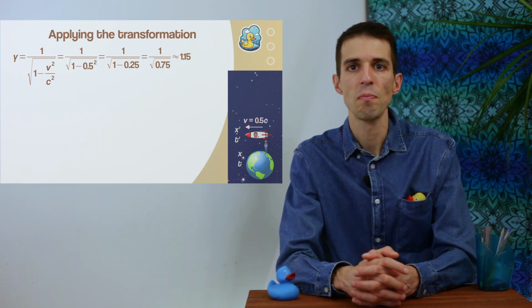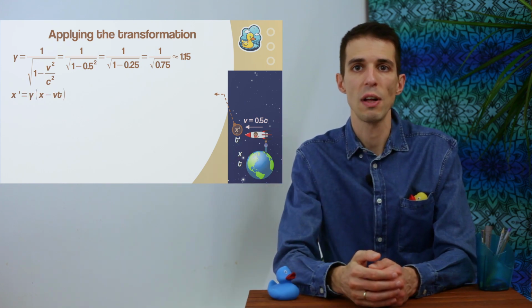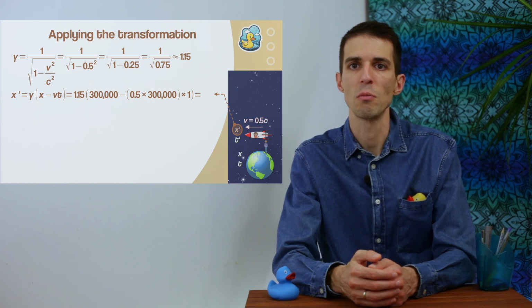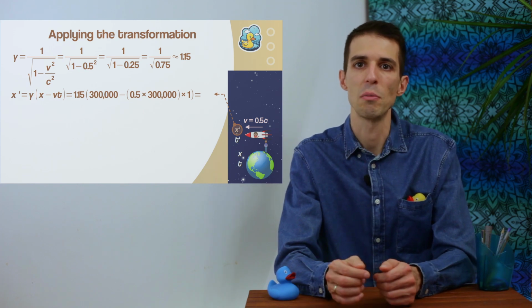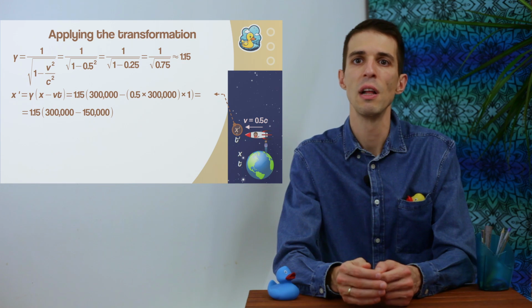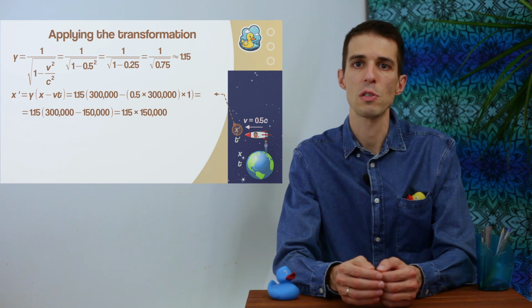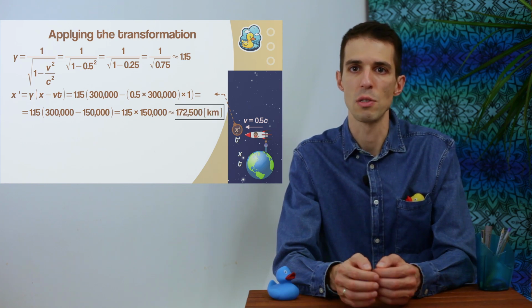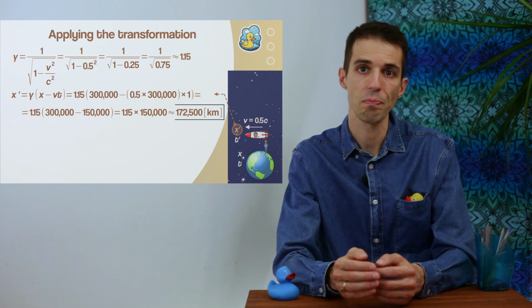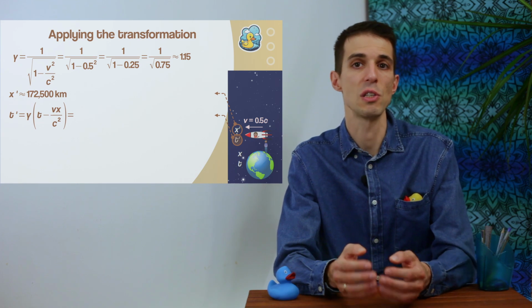Now, for the position, x' = γ(x − vt). Substitute the values: x' = 1.15 × (300,000 − 0.5 × 300,000). Simplify that: x' = 1.15 × (300,000 − 150,000). That gives x' = 1.15 × 150,000, or approximately 172,500 kilometers.